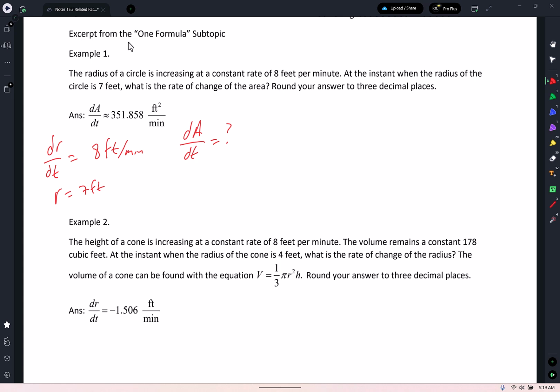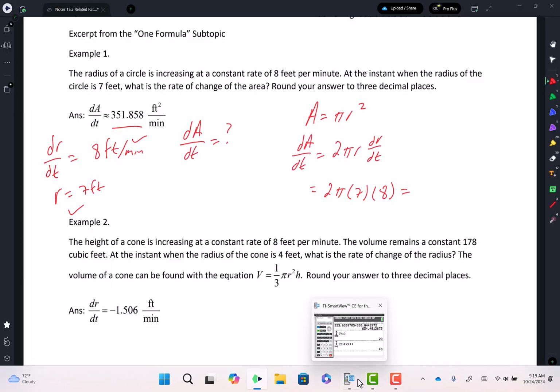So how do I get the area of a circle? Yeah, so the area of a circle is pi r squared. So I'm going to take the derivative with respect to time. dA/dt equals 2 pi r dr/dt. See, you got everything you need, guys. You got the radius, you got the dr/dt. So dA/dt equals 2 times pi times 7 times 8. And here's the answer. I put it in there so we can check our work.